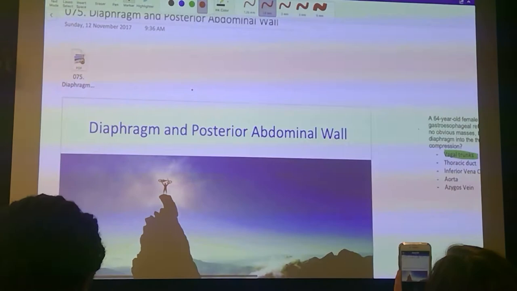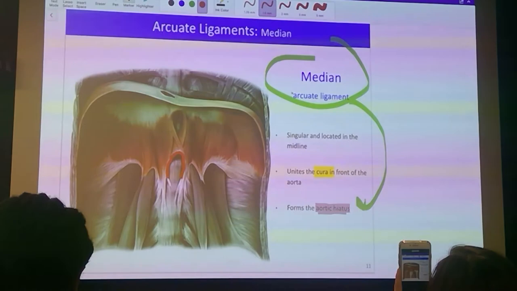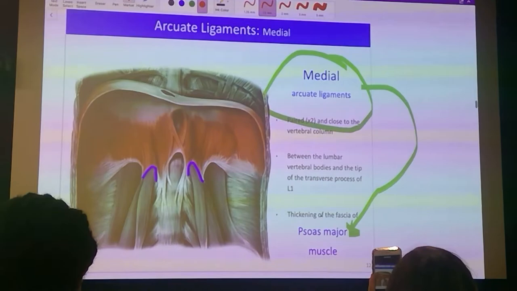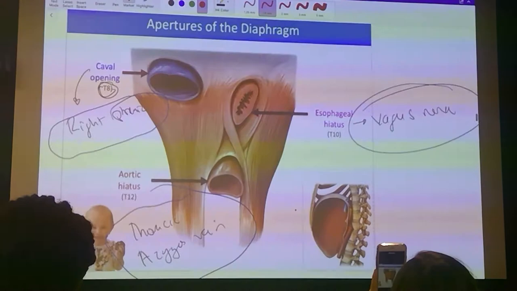Okay, diaphragm. The median arcuate ligament makes the aortic hiatus. The medial arcuate ligament is made from the psoas major muscle. The lateral arcuate ligament, quadratus lumborum muscle. And just remember, I8-10-XS12. A question could be about that.